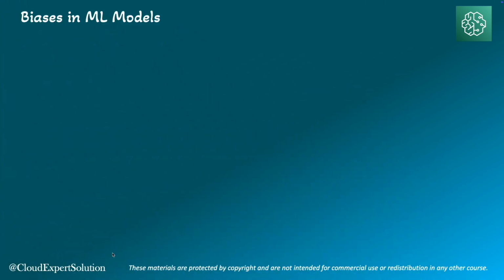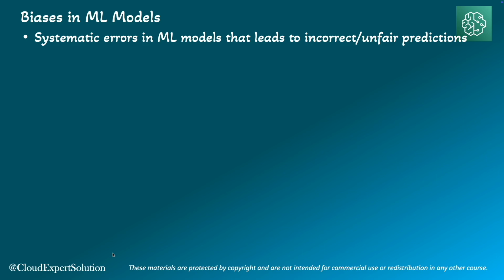Now let's review SageMaker Clarify to detect model bias. Before we dive deep into different type of bias, let's understand what is model bias. Model bias refer to systematic errors in a machine learning model that lead to inaccurate or unfair prediction. Bias can arise from various sources including data, the model itself, and even from the training process. Let's review the different types of bias one by one.